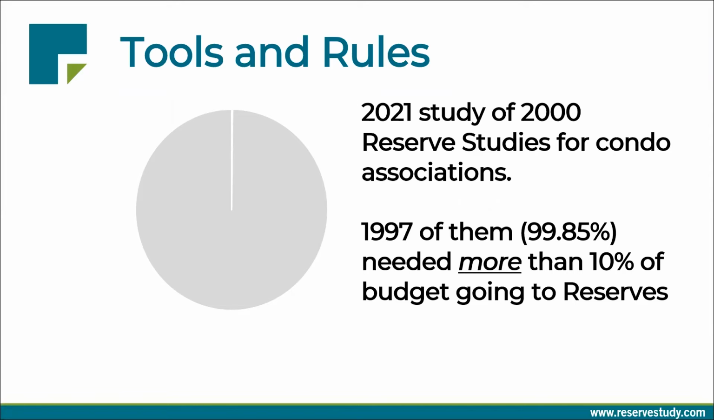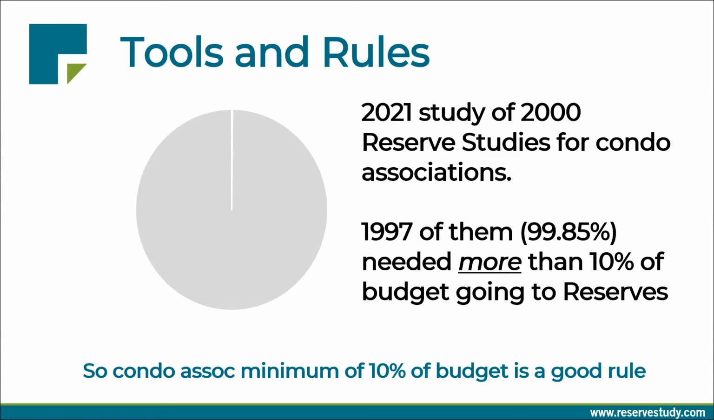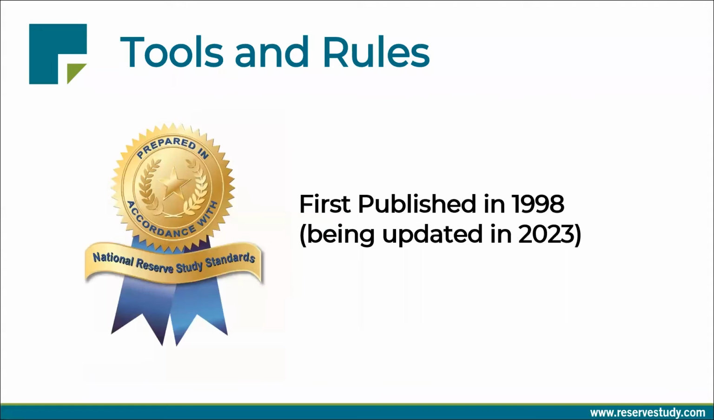And you can't even see the slice of condo associations that had legitimate reserve funding less than 10% of budget. It's just trivia. Actually, it's ridiculous. Those were 3 very significant exceptions, and so it's a good rule. That's what I want to communicate here. That if you're a condo association, start out with a minimum 10% of budget going to reserves. That's just going to serve you and the association well. Okay, then we get 2 more rule type things.